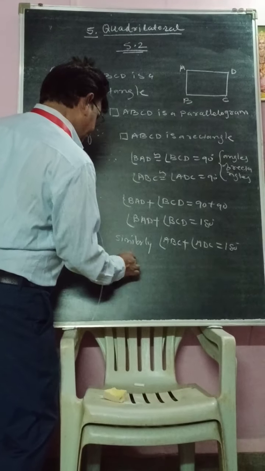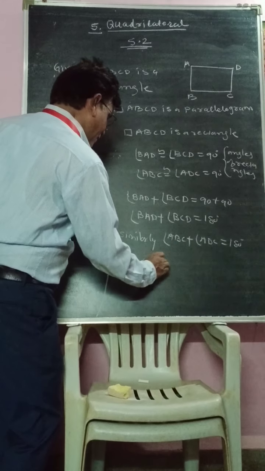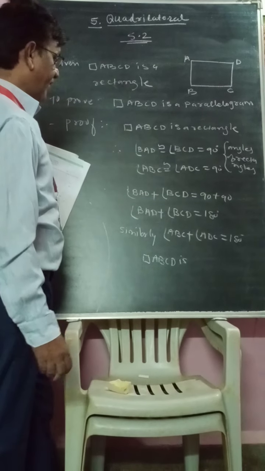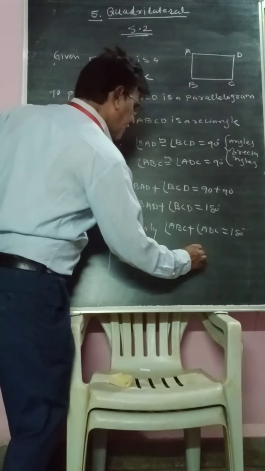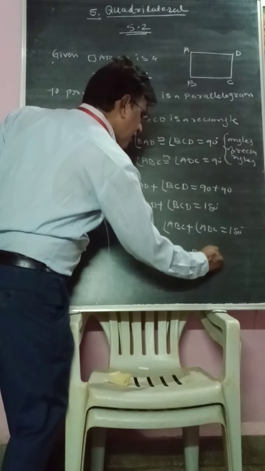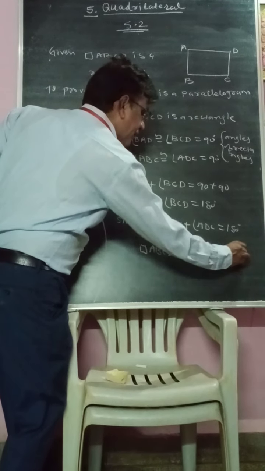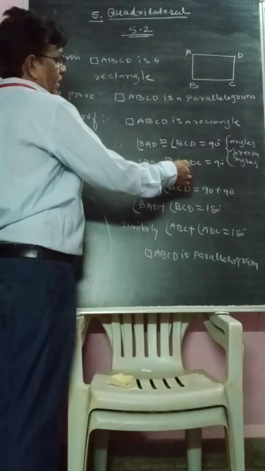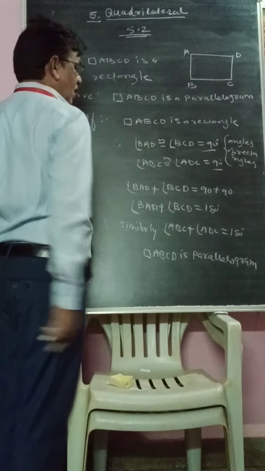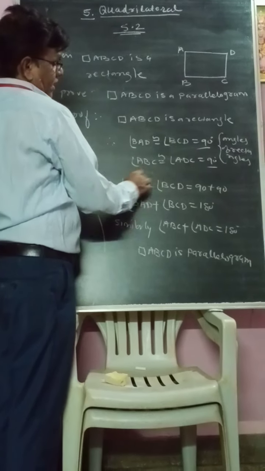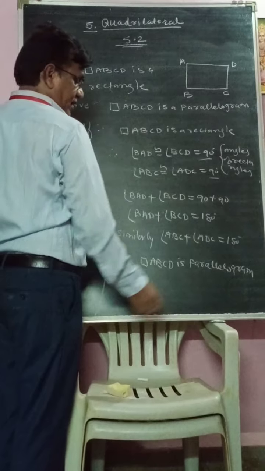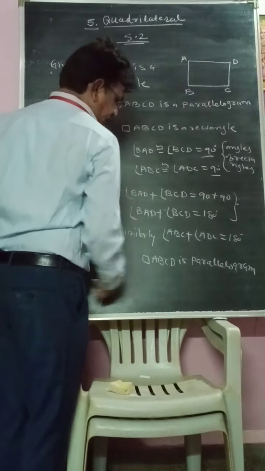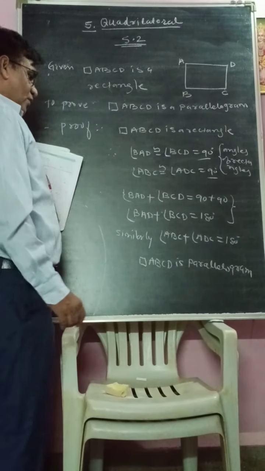Therefore, you can say that quadrilateral ABCD is a parallelogram. Right? So you can show the opposite angles are congruent, or you can say the adjacent interior angles are supplementary. By these two properties, you can say that quadrilateral ABCD is a parallelogram.